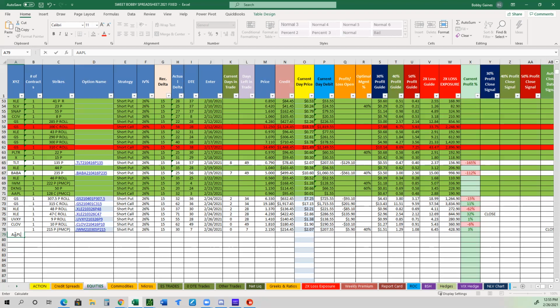Ken also said Apple is a great candidate for the longer term diagonals. It is, man. It really, really is. And I'm bullish on Apple.